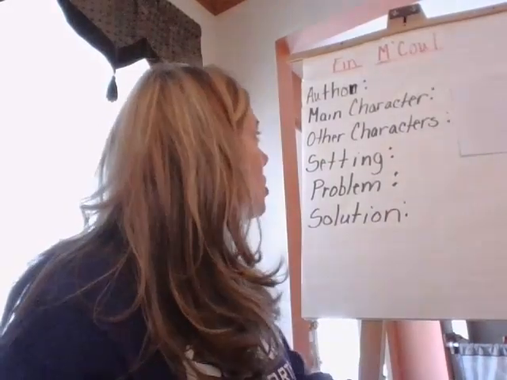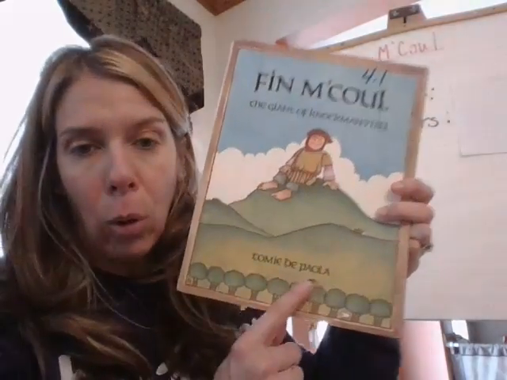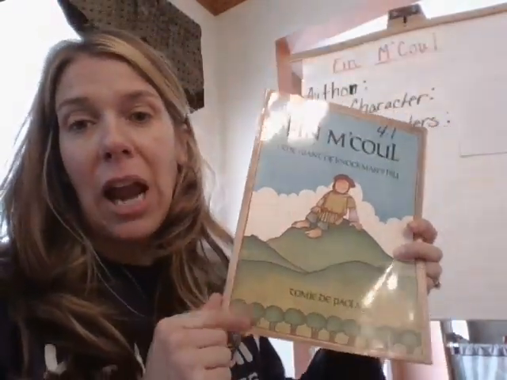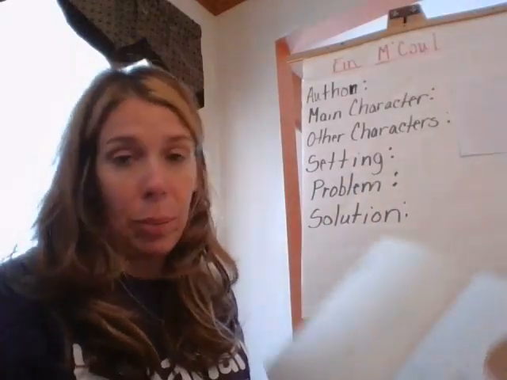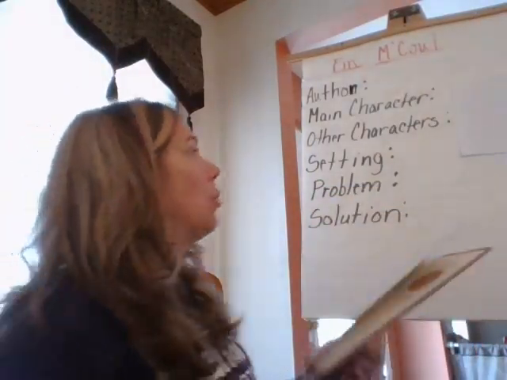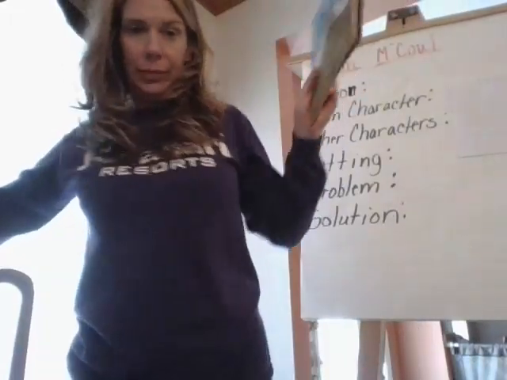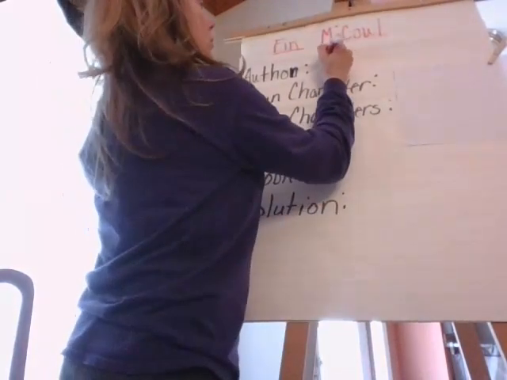So first we're going to start with our author. The author of Finn McCool is Tomie dePaola, right here. That's the same author as Strega Nona. If you can't find the author on the front cover of your book at home, you can always turn to the title page. The title page is usually the first page in the book, and it'll give you the title of the book and the author of the book. We want to make sure we write his name with capital letters because that is a proper noun, somebody's name.